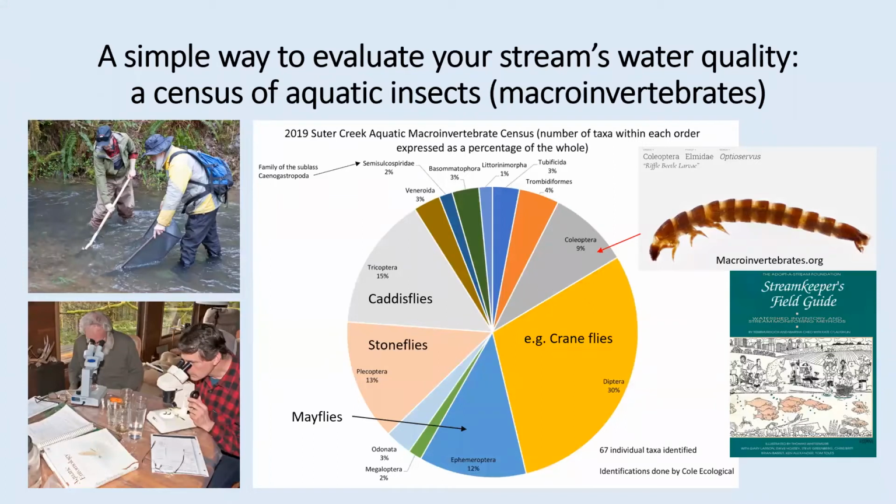So a simple way to evaluate your stream's water quality is by doing a census of the aquatic insects or the macroinvertebrates that are in one's creek. You can certainly do a sophisticated chemical analysis too, but this is kind of a fun way of doing it and a way I like to do it just as a hobby. And if you look at the upper left-hand photo, you can see a neighbor of mine and I doing some sampling. He's holding basically a simple screening system we made. We just took some really fine window screen and took a couple of wood dowels and joined the window screen to that. And then I've got a rake and I'm raking the gravels into the screen.